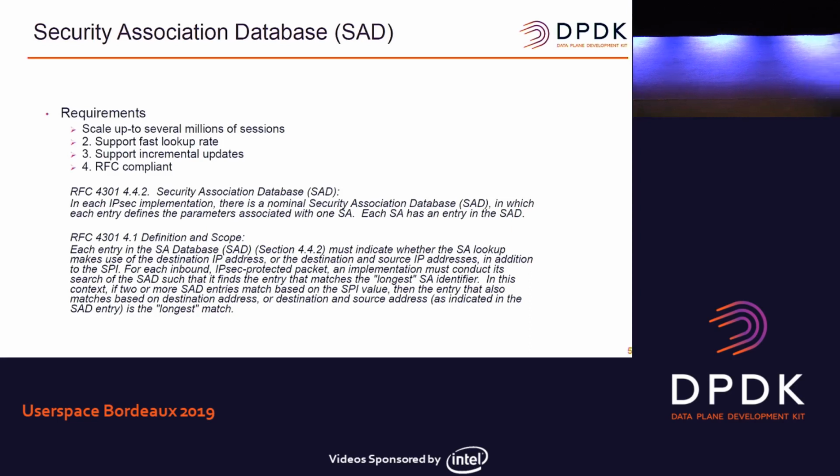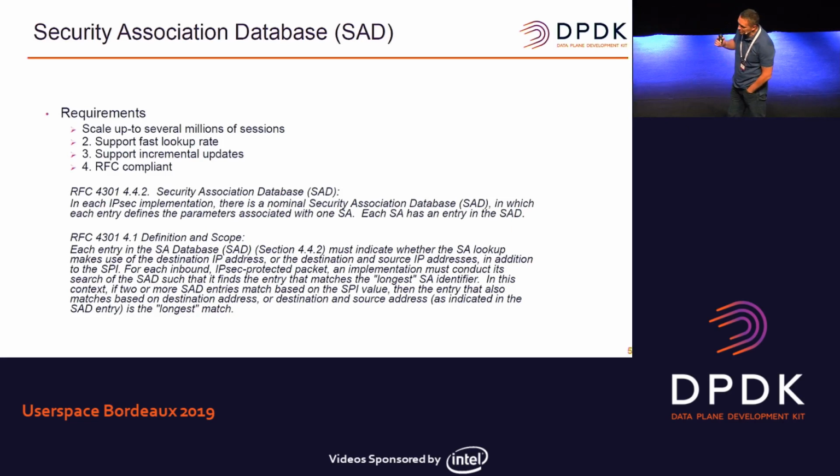Okay, so the first part, Security Association Database. Requirements: it should scale up to several millions of sessions. It should be as fast as possible for lookups. It should support incremental updates, and it needs to be RFC compliant. By RFC compliant, I mean that we need to follow the following rules when we do SA lookup on inbound packets. We need to match the longest SA identifier. So logically, it should look like that.